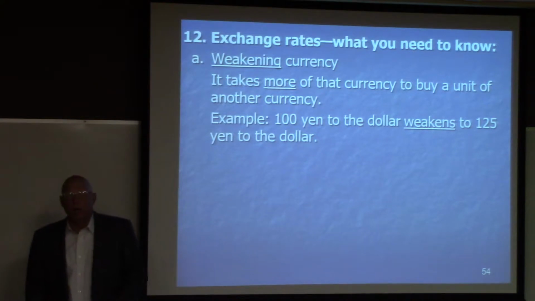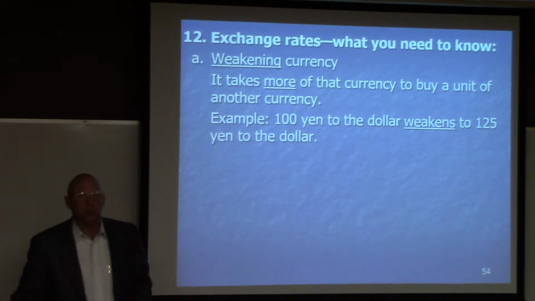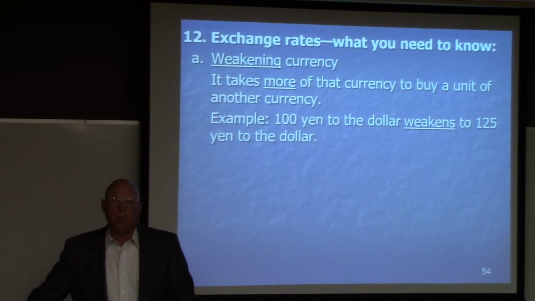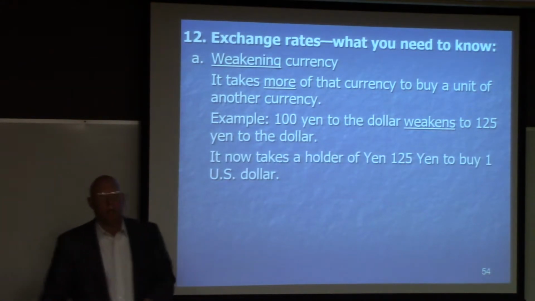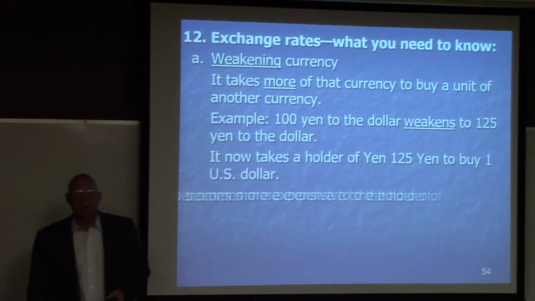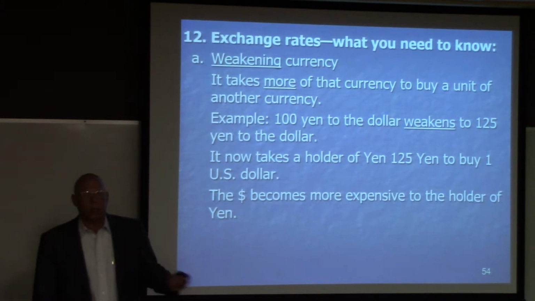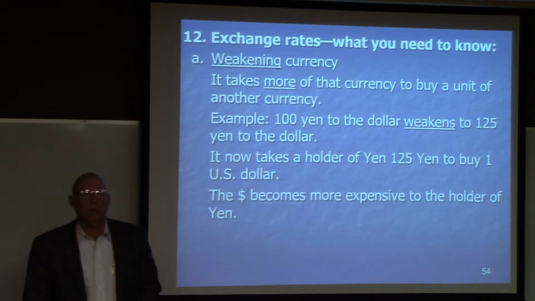So here, 100 yen to the dollar weakens to 125 yen to the dollar. The yen just weakened by 25%. It now takes 125 yen to buy $1. Okay, so the yen is weakening, the dollar is strengthening. The dollar becomes more expensive to the holder of the yen.